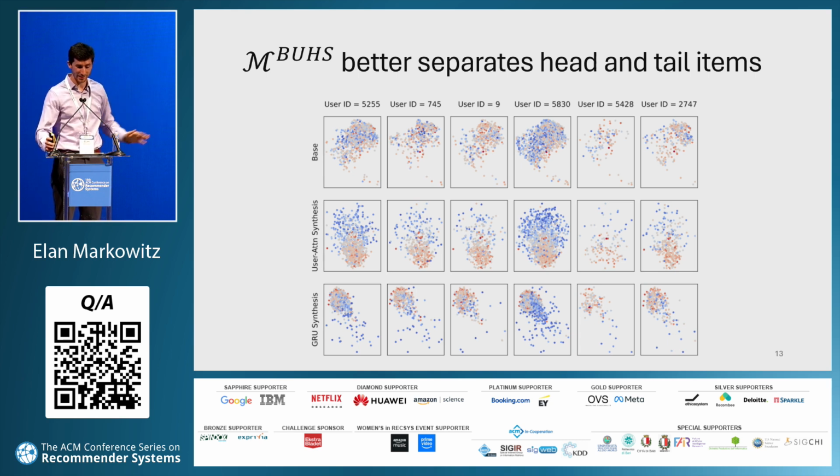On top of that, we see that there's more variance, and so even within those tail items, we have more variance in the representations learned, meaning we're better able to parse out which of those item representations, which of those tail items you might actually want to interact with.